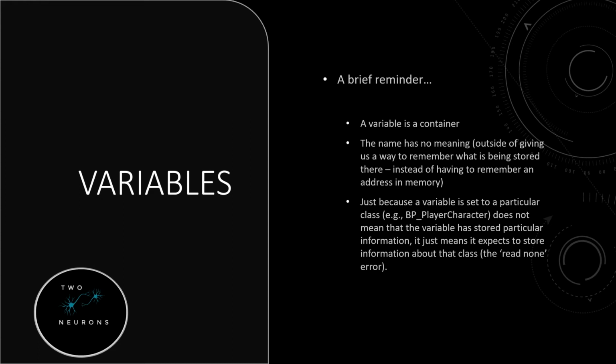And just because it is set to a particular class, so if we have a character reference and that's the name of the variable, and it's set to store BP player character, it doesn't mean that variable is actually stored there. It just means it expects to store that information. So I can declare a variable, a player reference. I can set that variable type to BP player character. If I do not fill that variable with information, it is just an empty container going, I'm named this, and I'm expecting to store this other thing. And that leads to our read none error.